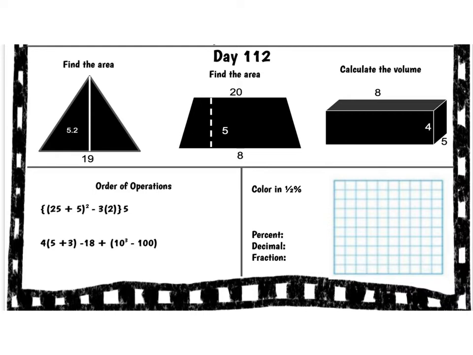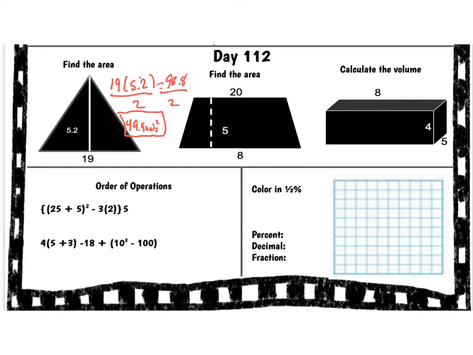Let's attack this thing. So find the area of the triangle. So you got base times height divided by 2. So you do 19 times 5 2/10 divided by 2. Up top, that gets you 98 8/10 divided by 2, which is 49 4/10 units squared. Remember, you're to the power of 2.